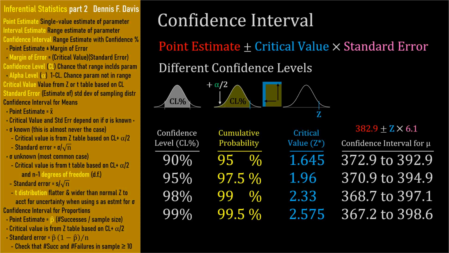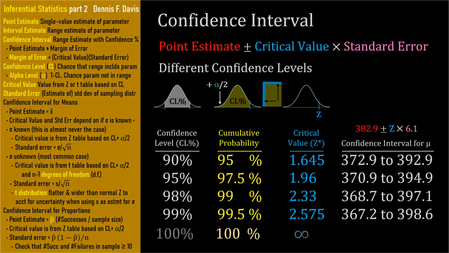You might think we could go a little further and provide a 100% confidence level, but let's see what happens when we try. With the confidence level of 100%, the cumulative probability is also 100%. Alpha is 0, so the confidence level plus alpha over 2 is 100%, or 1.0000. When we try to look up 1 in the z-table, we never find it. As z gets higher and higher, the cumulative probability gets closer and closer to 1, but never reaches it.